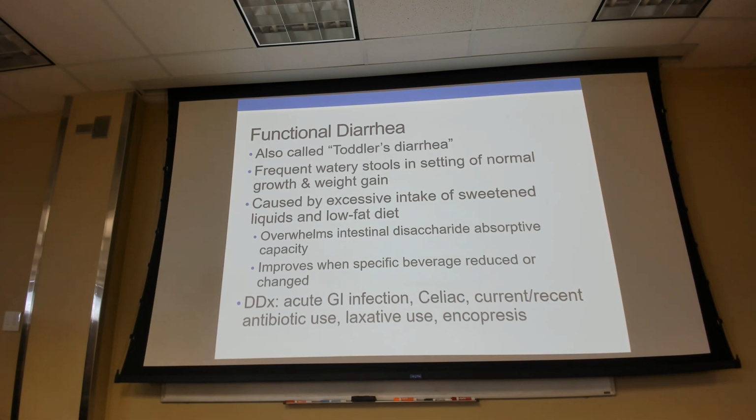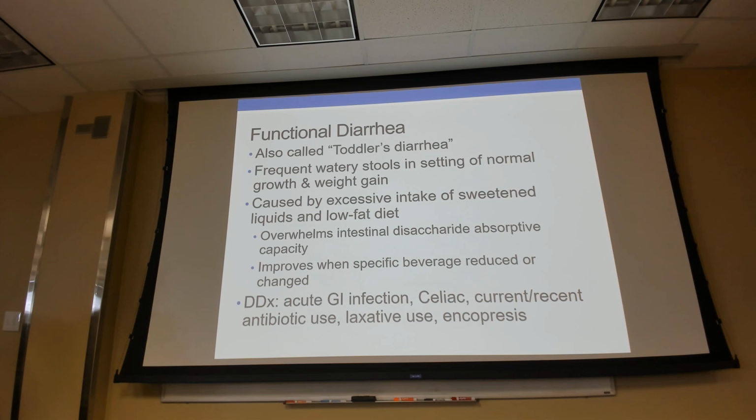What typically happens is they will take in high fructose corn syrup in large amounts, to the point that they have overwhelmed the ability to absorb and digest the disaccharides. And because of that, it ends up just floating on out. And so they end up with the functional diarrhea.